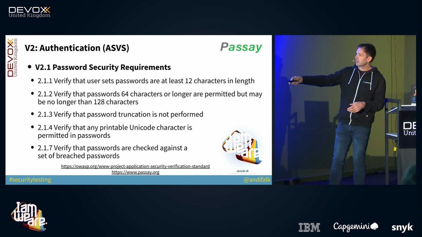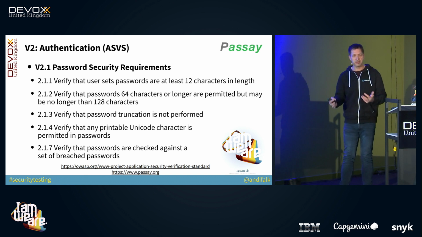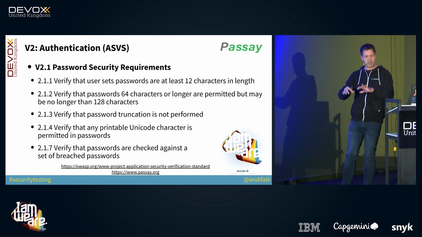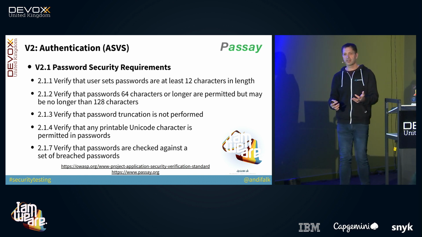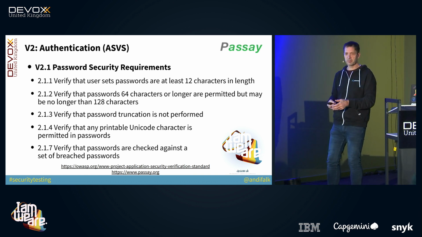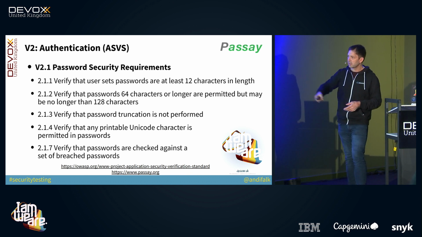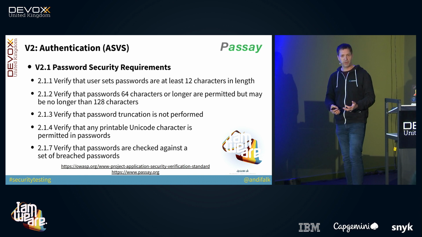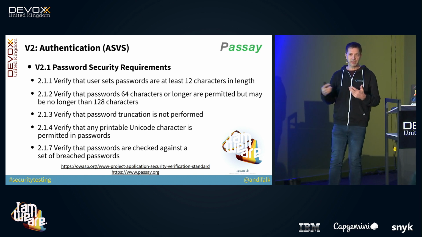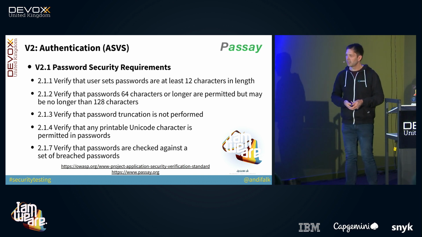And also verify that password truncation is not performed behind the scenes. That's really a serious problem. If the user types in a password 20 characters long, you truncate that password, and the next time the user asks himself, did I use the right password? That's really strange. And also you should make it possible that any character is permitted for your password. According to NIST, even emojis and Unicode are permitted as password characters.